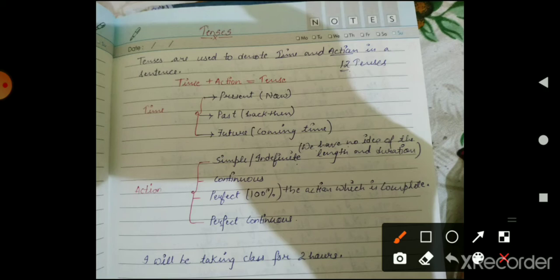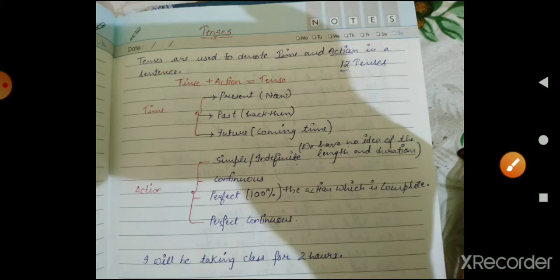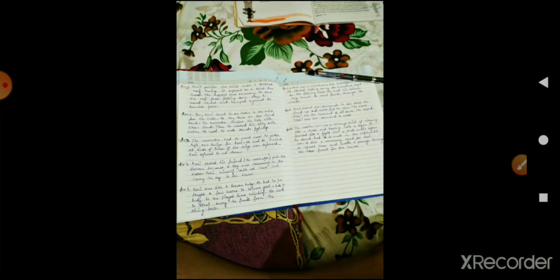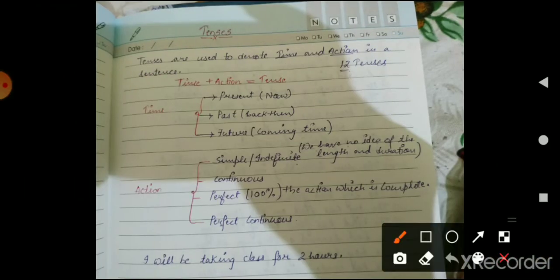And how these tenses are formed is simply by adding time plus action. As we know, time plus action is equal to tense, so similarly we just have to add time with the action. The first time is present time, right? So we are going to add present with all these 4 actions, and then we are going to get our first 4 tenses. Similarly we will be adding the second part of time with all these 4 actions, and then we are going to get our next 4 tenses. Similarly with future we are going to do the same.